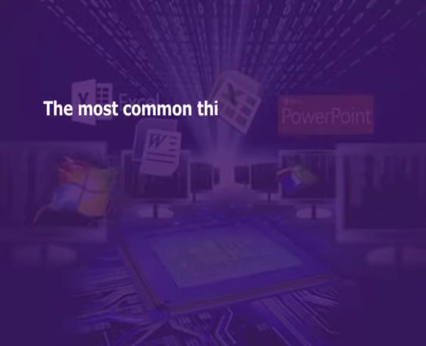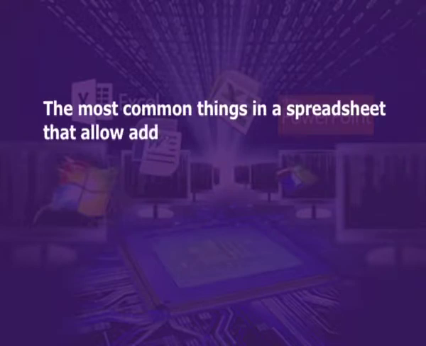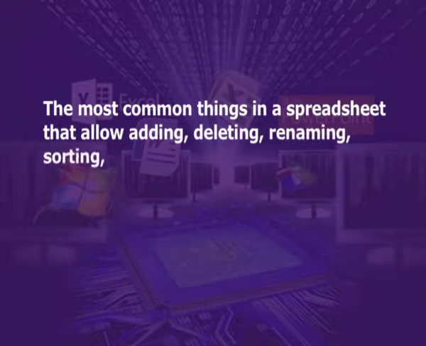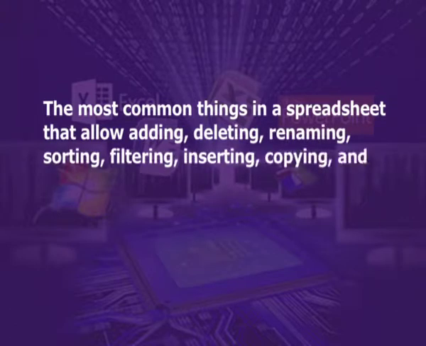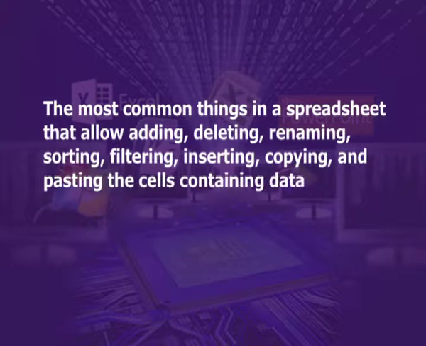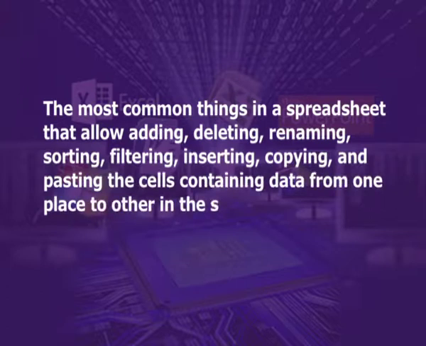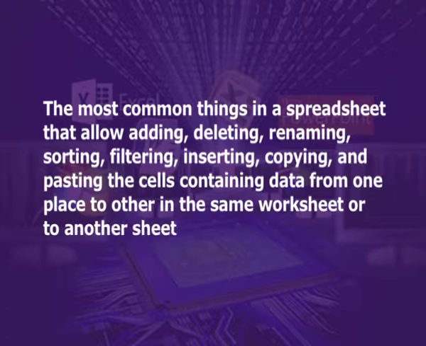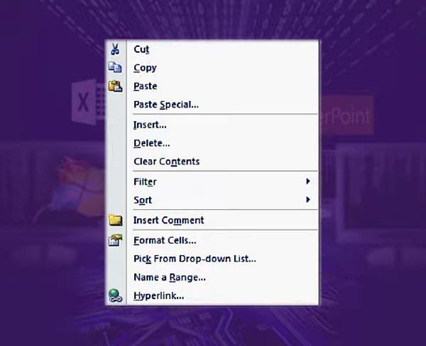The most common things in a spreadsheet that allow adding, deleting, renaming, sorting, filtering, inserting, copying and pasting the cells containing data from one place to another in the same worksheet or to another sheets or workbook. In Microsoft Excel, if we right click a worksheet, all the shortcut menus will be displayed as we can see. Insert. With the short key, we can simply insert cells and a row or column anywhere in the worksheet.